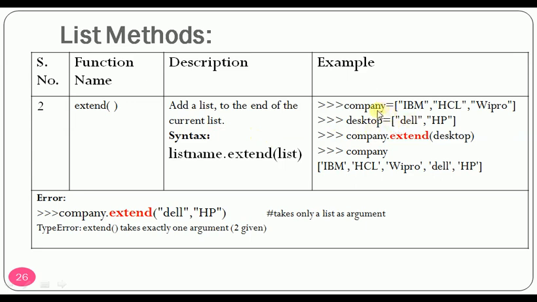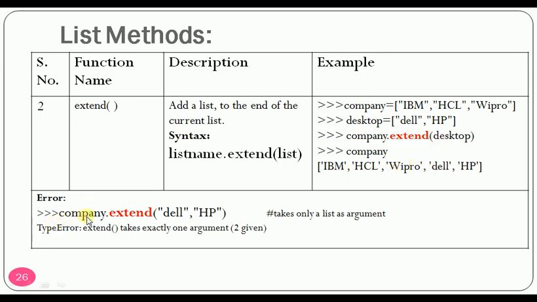Look at this example. I have a company list with IBM, HCL and Wipro. Then another list, desktop, contains Dell and HP. I want to add this Dell and HP to the end of this company list. So I can use this extend method for that. Company.extend, within the bracket specify which list we want to add, here desktop. Then look at the current company: IBM, HCL, Wipro, these company names are already there. Along with that, Dell and HP are also added to the end. So this extend is used to add a list to the end of the list.